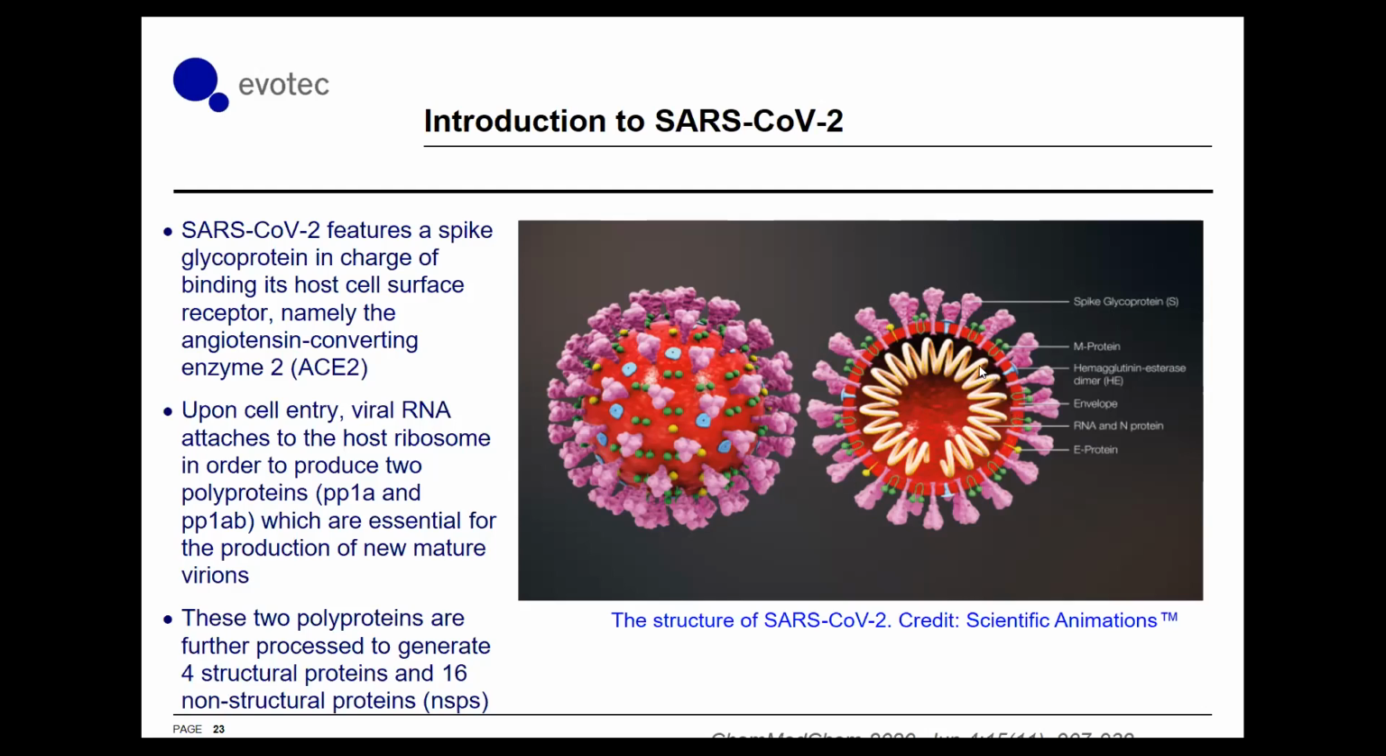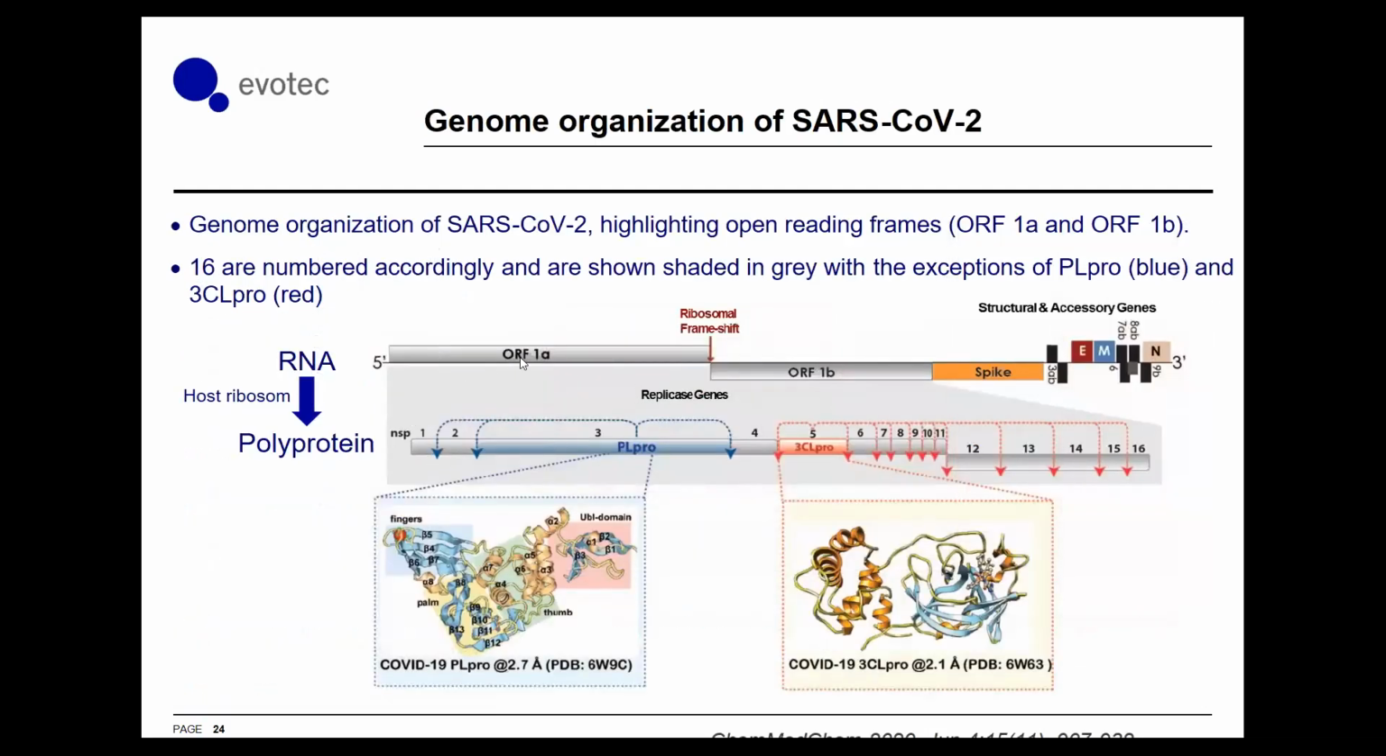The moment it enters the cell, it uses its RNA, the genetic code sitting inside of it. It actually uses our own ribosome, okay? And it uses our own translation mechanism to produce what are called two polyproteins, two long proteins. You can see it has this RNA, and it produces these two polyproteins, which are long proteins.